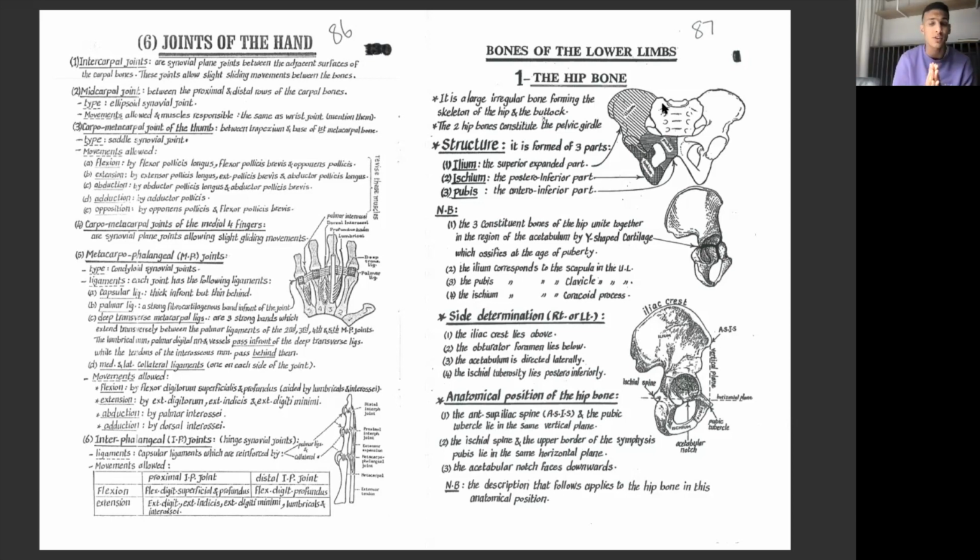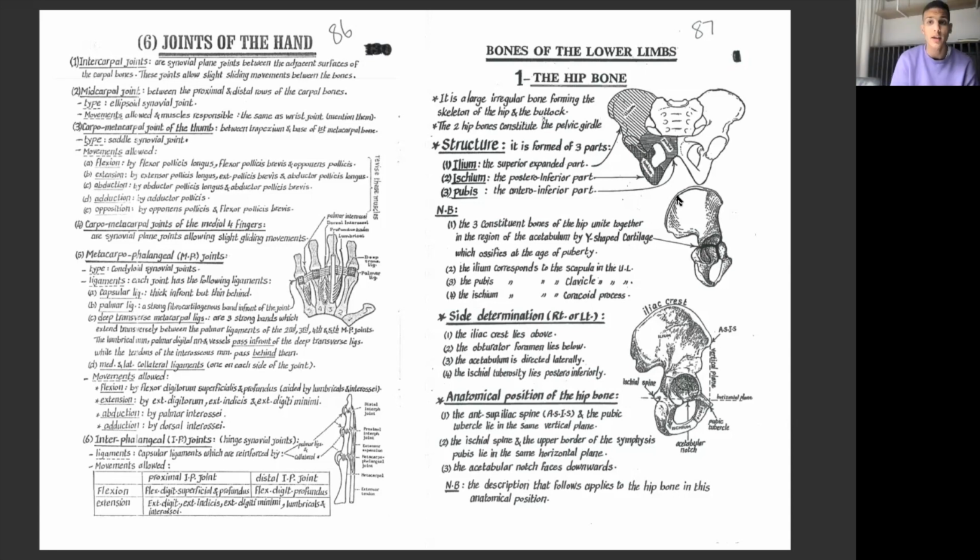Some important aspects of the ilium is that it has an iliac crest, this part right here. And these plates right here of the ilium are called the alae of the ilium, okay? The ilium itself has an anterior border, posterior border, and maybe a medial border, and I will dive into it in a bit.